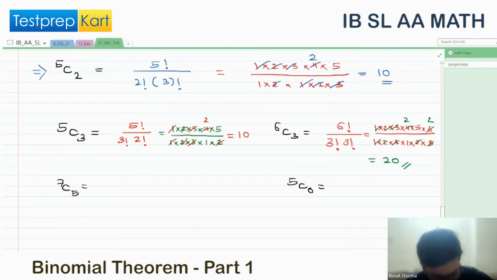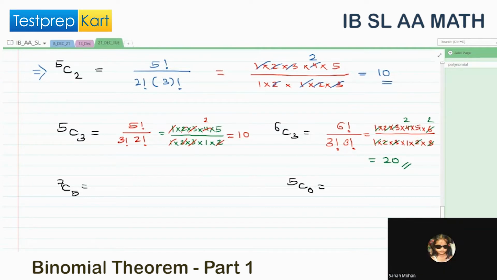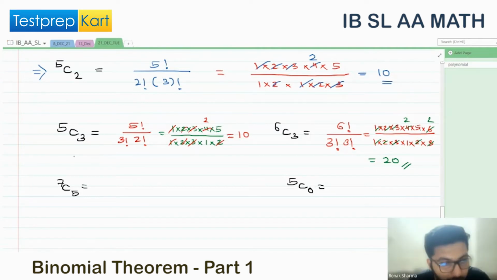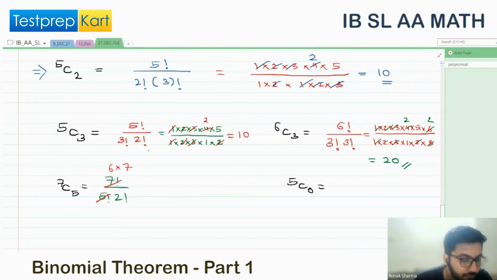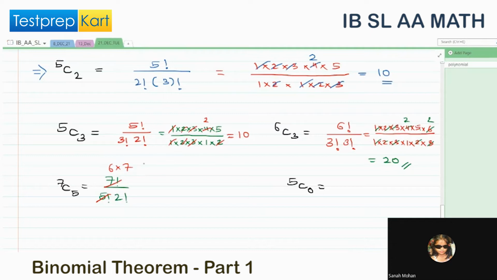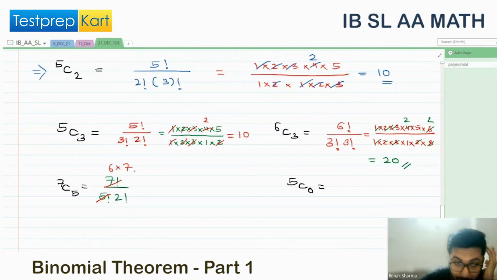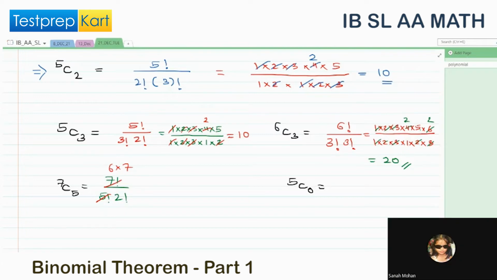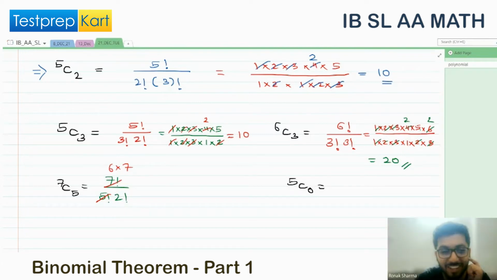Come on, go for it. Done. So 7C5 will be 7 factorial, 5 factorial, 2 factorial. The 5 factorial will cancel this out, and we will have 6 into 7, right? You understood how I have cancelled 5 factorial with 7 factorial and have written 6 into 7? Not really. So you should ask me, right?